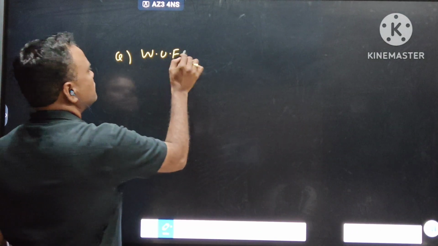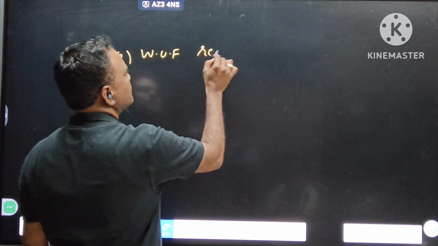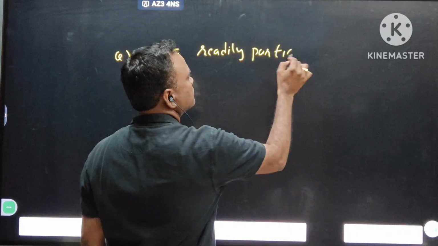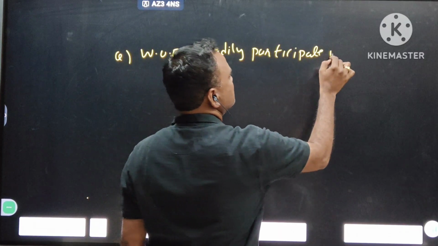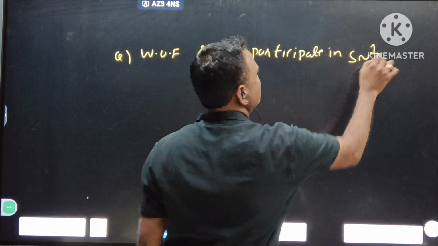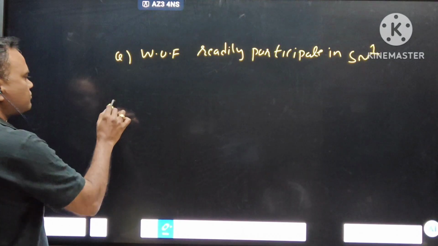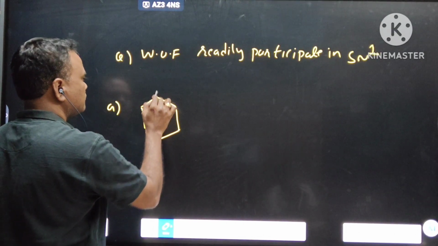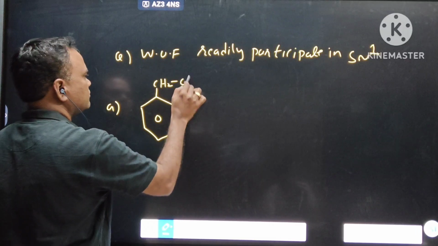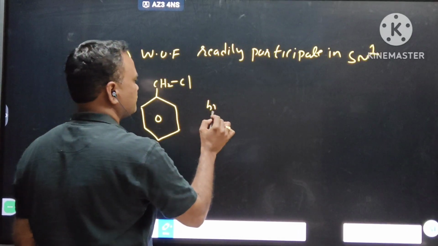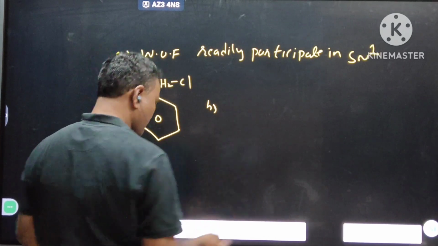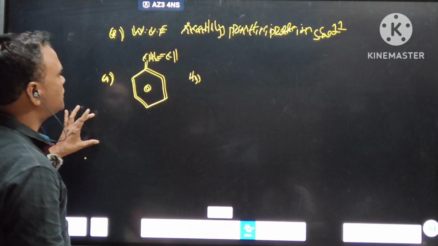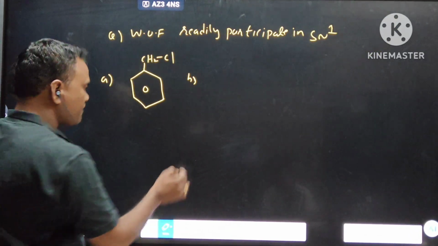Next, which of the following readily participate in SN1? I do like this vertically, then I can explain easily.